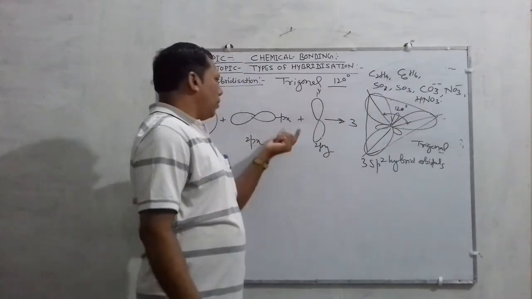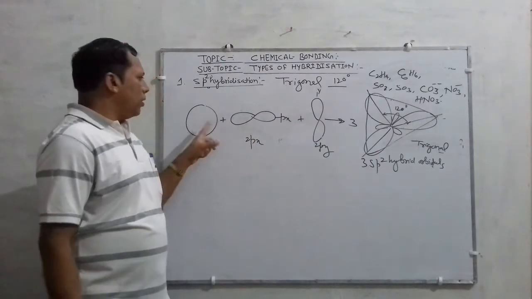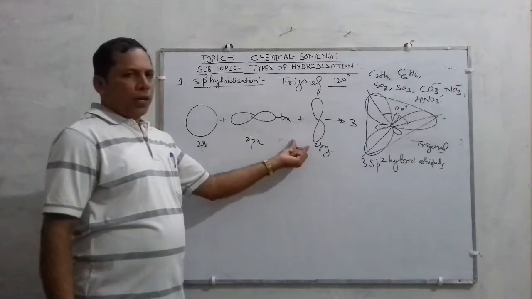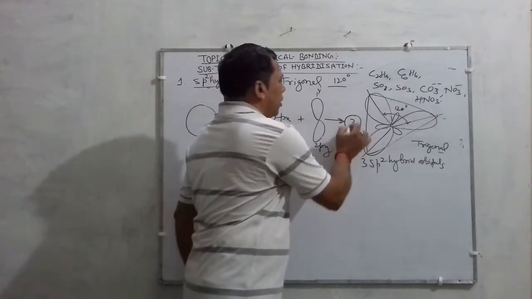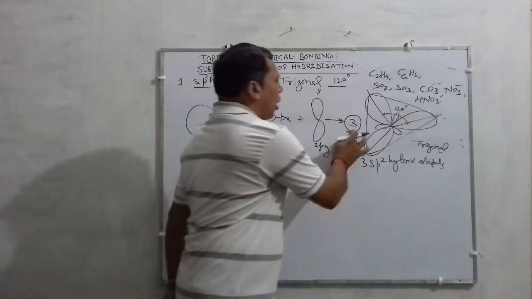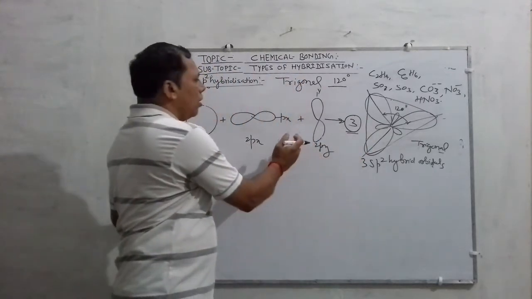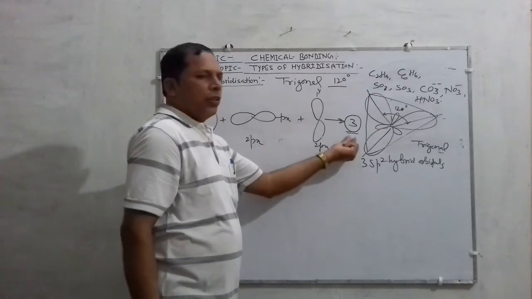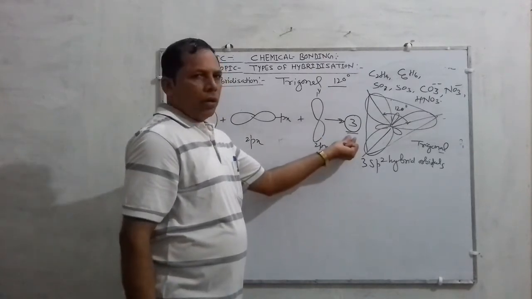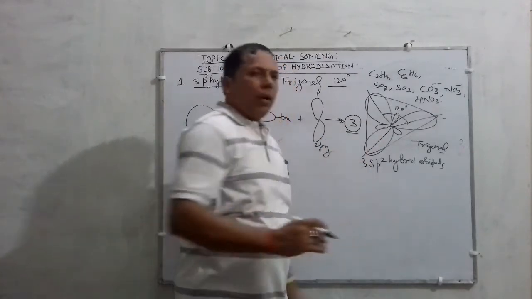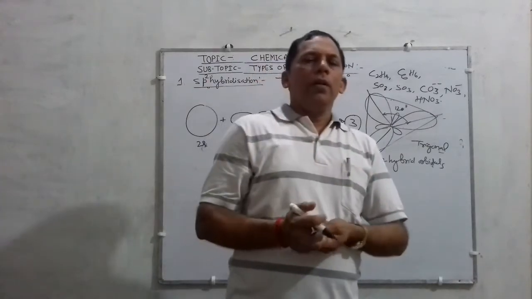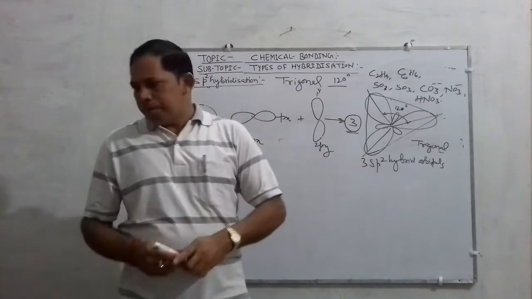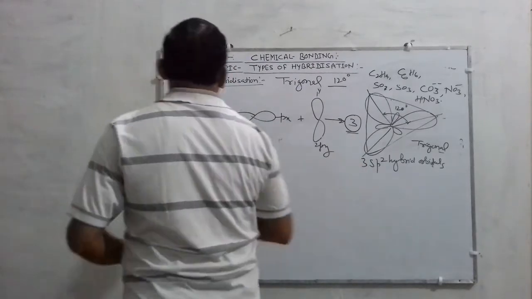Alright, so you must remember what is happening. One s and two p orbitals take part, and this sum, this number, is very important. It shows how many orbitals are going to mix together. So there are three orbitals mixing, so this number is 3. By this number we determine which type of hybridization is occurring. Okay, next is sp3 hybridization.